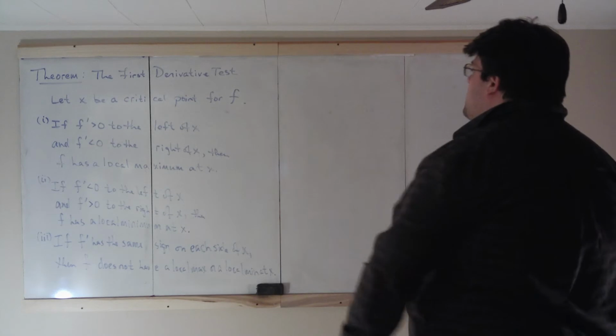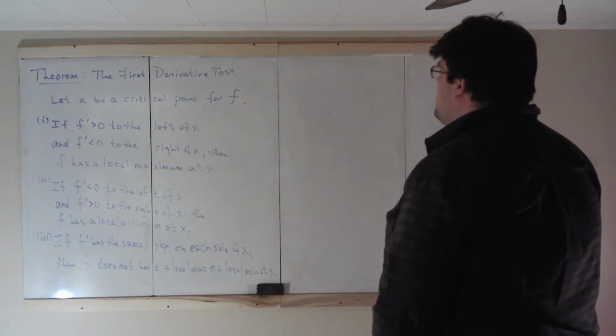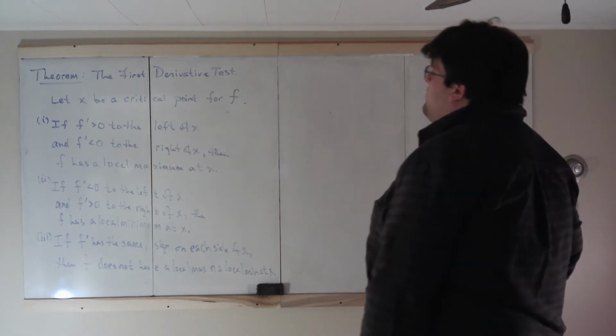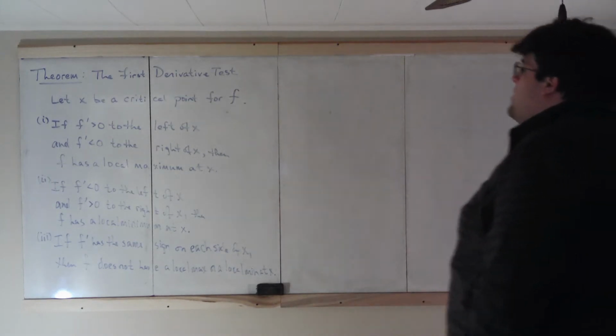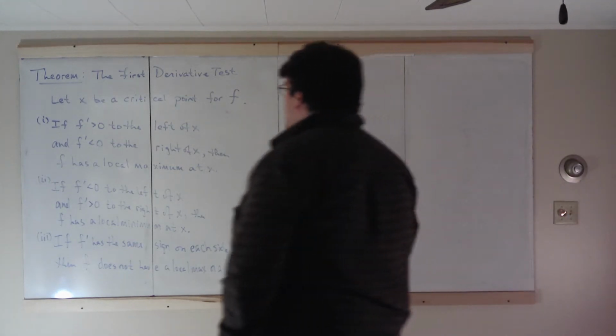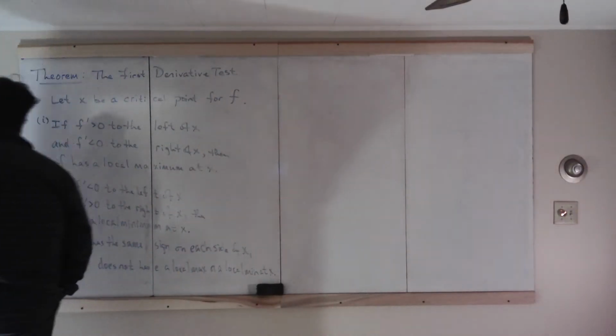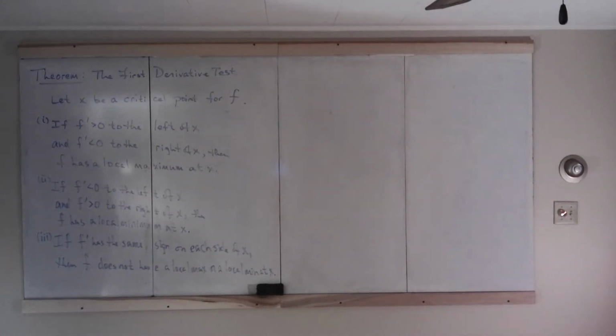3 parts. 1. If f prime is positive to the left of x and f prime is negative to the right of x, then f has a local maximum at x. Part 2, if f prime is negative to the left of x and f prime is positive to the right of x, so flipping part 1 around, then f has a local minimum at x. Part 3, if f prime has the same sign on each side of x, then f does not have a local maximum or a local minimum at x.